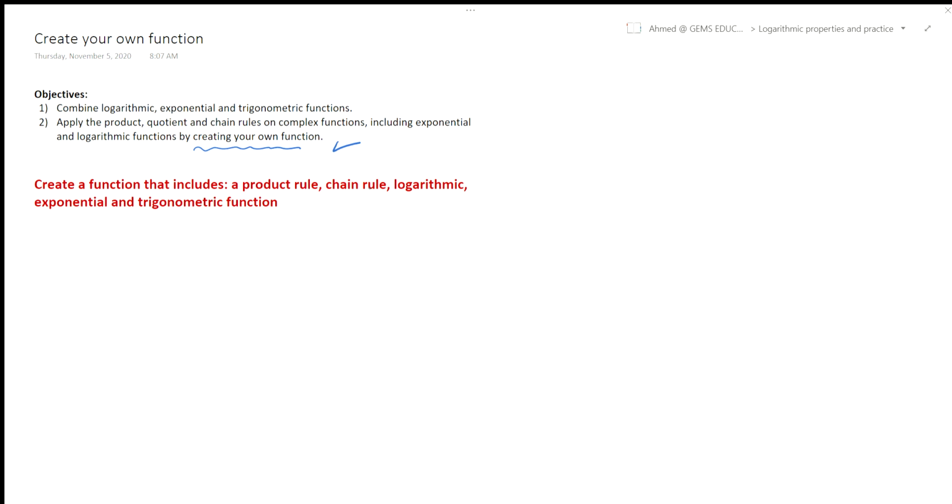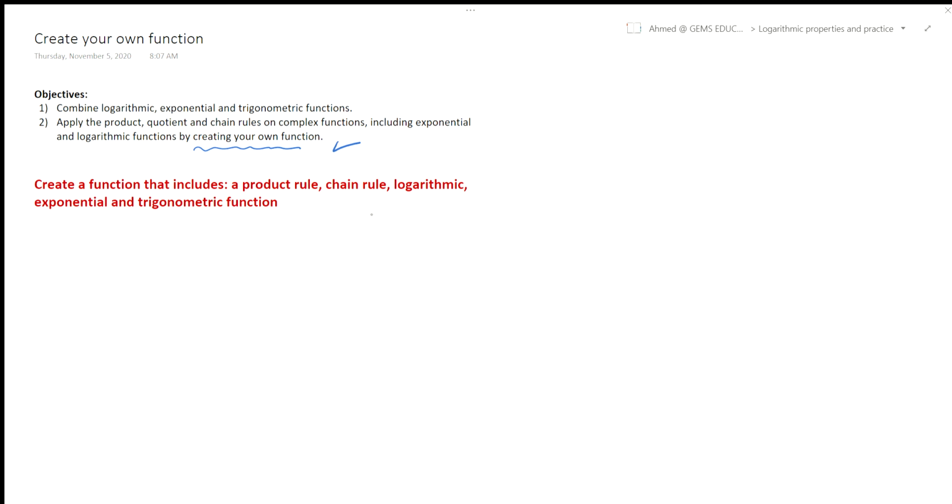I need something in a bracket to apply the chain rule, or a square. I need a log function, an exponential function, and a trigonometric function. There are lots of different ways to do so, but this is how I'm going to think about it. For instance, since I need both a product and a chain rule, I'll start with the product rule.